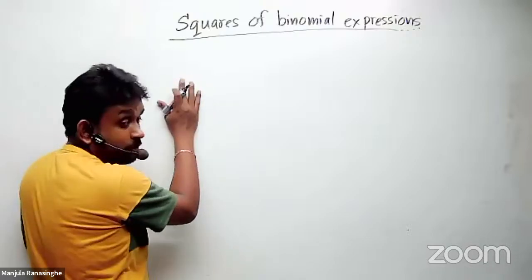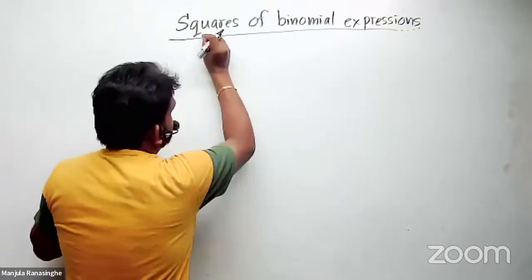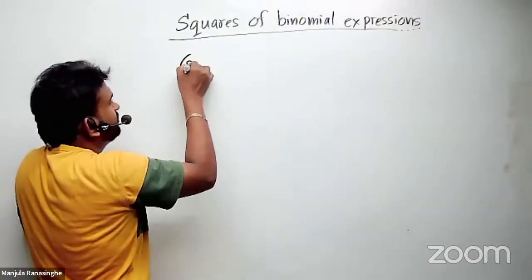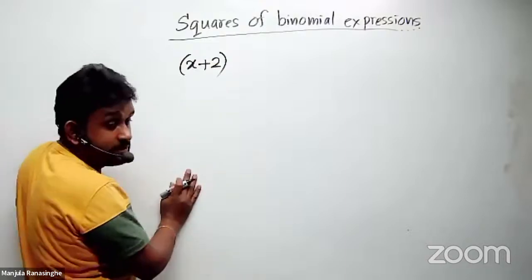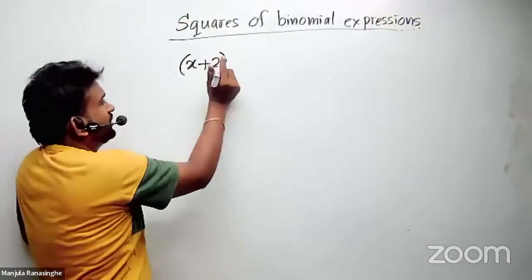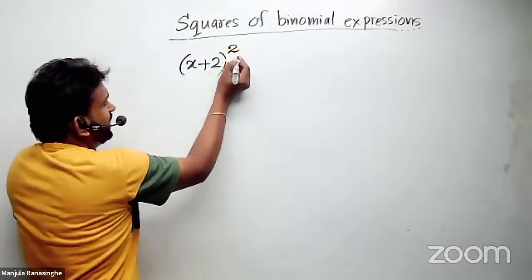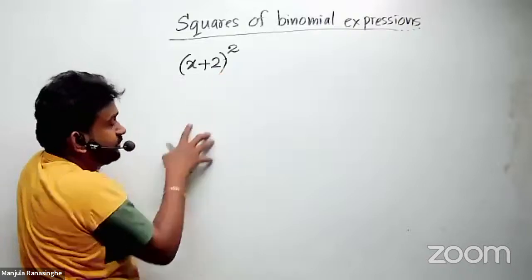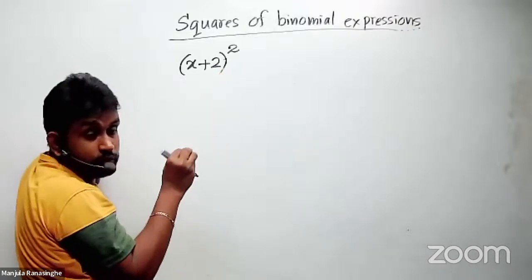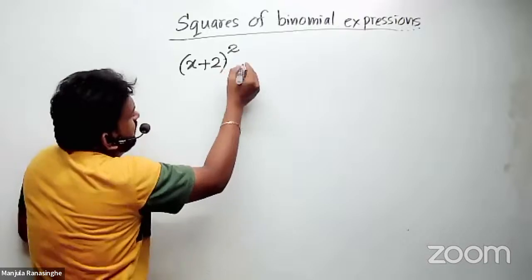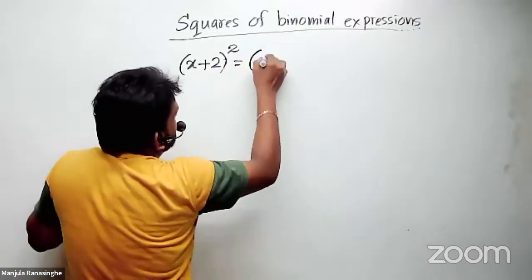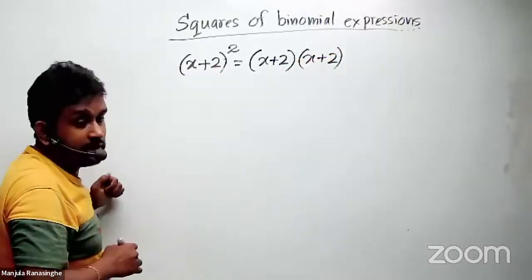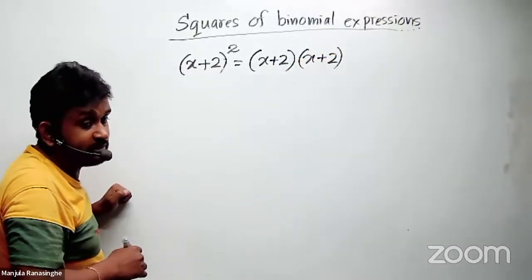So now see the topic: understanding squares of binomial expressions. A binomial expression is this one, and its square means this. Okay, squares of the binomial expressions. As per the index law, you know that x plus 2 squared means the similar terms multiplication: x plus 2 into x plus 2.